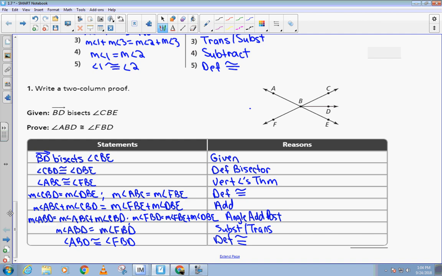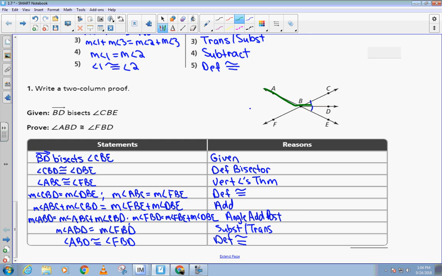Okay? Alright. In this problem, we're given that BD bisects angle CBE. So, this right here, BD bisects CBE. What can we get from that? CBD and DBE are congruent, right? Okay. Now, what are we trying to prove?